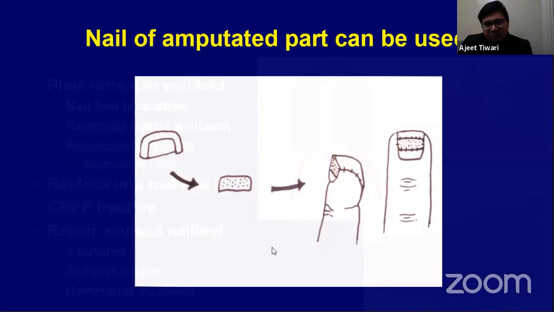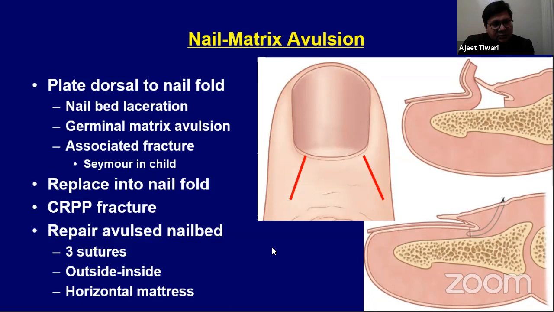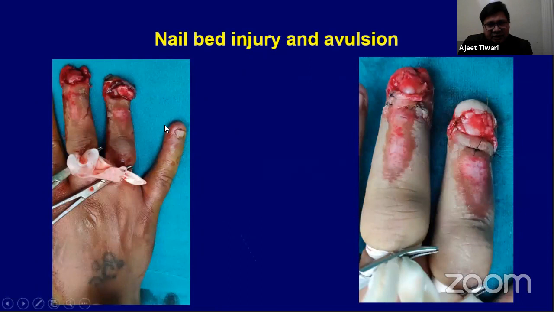What happens when the patient has nail matrix avulsion? There is avulsion of the germinal matrix, and most commonly it is associated with pediatric patients who have epiphyseal injury and a Salter-Harris fracture. The idea is that we should replace the matrix under the nail fold, and put pull-through sutures and repair it. This is a patient where nail bed avulsion and nail bed injury is there. It was repaired with pull-through sutures, and the nail bed was repaired.